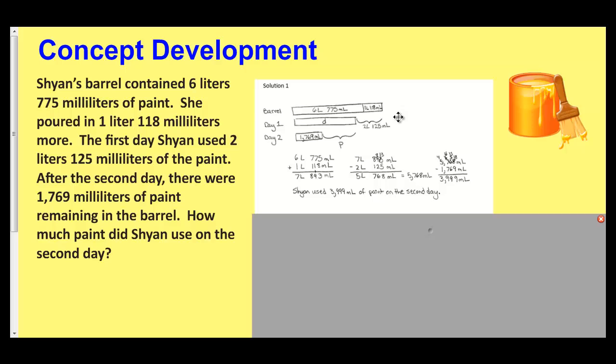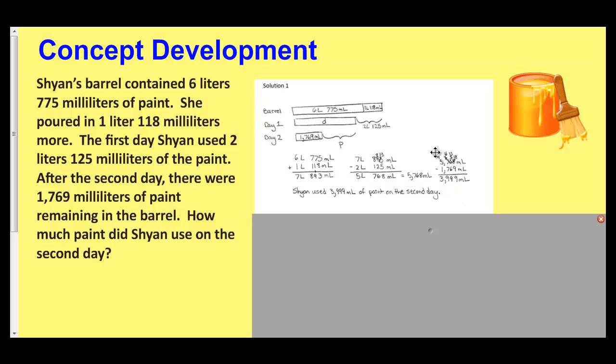Okay, so you can see here, the first thing I did was I added these 2 numbers together so I could find out the total amount of paint that was in the barrel. Then I subtracted what she used on day 1. So this is how much paint was left after she painted the very first day. Then I subtracted how much paint was left at the end of day 2. So the missing piece here would tell me how much paint she used on day 2. So she used 3,999 milliliters of paint on the second day.